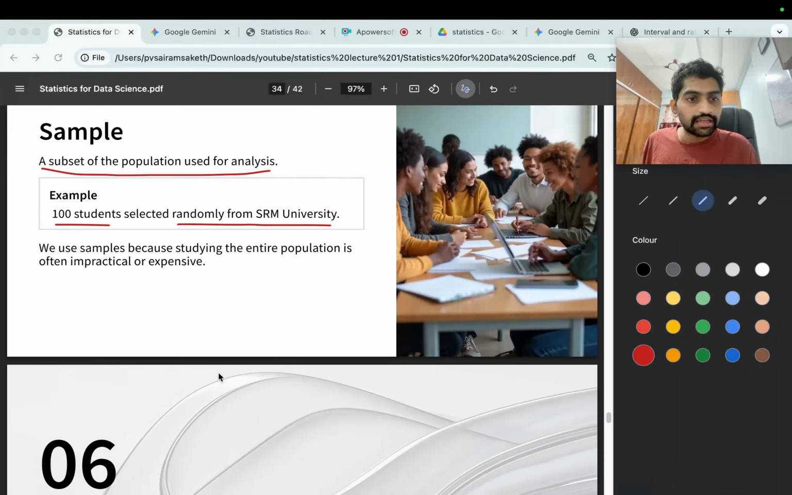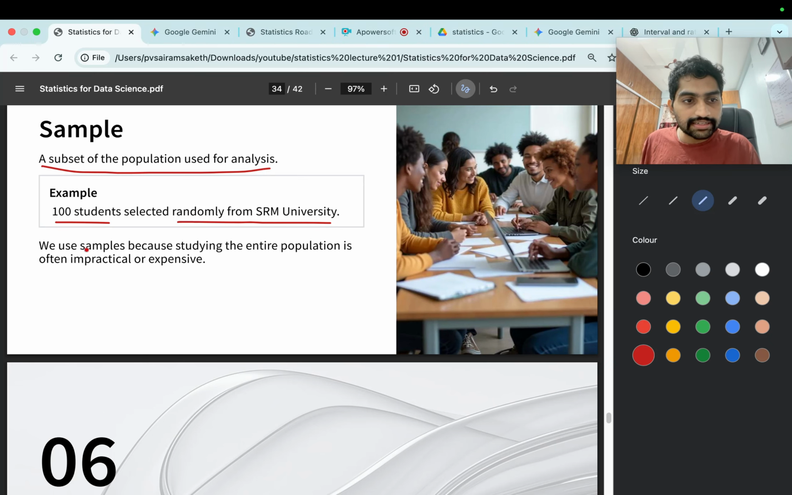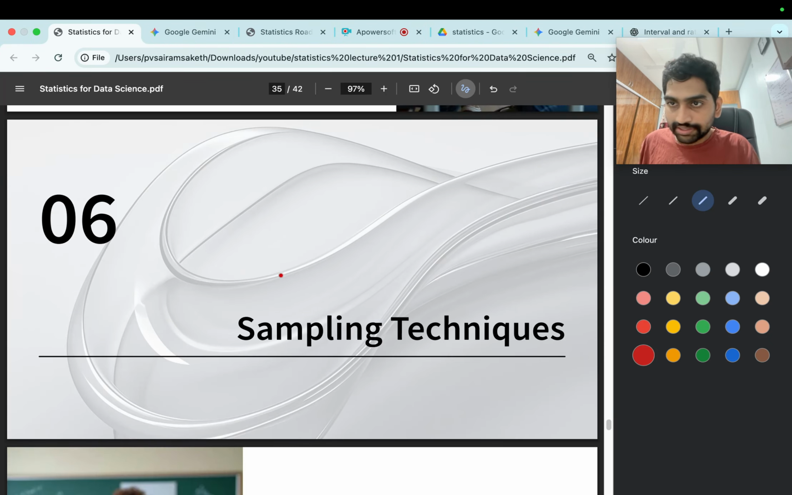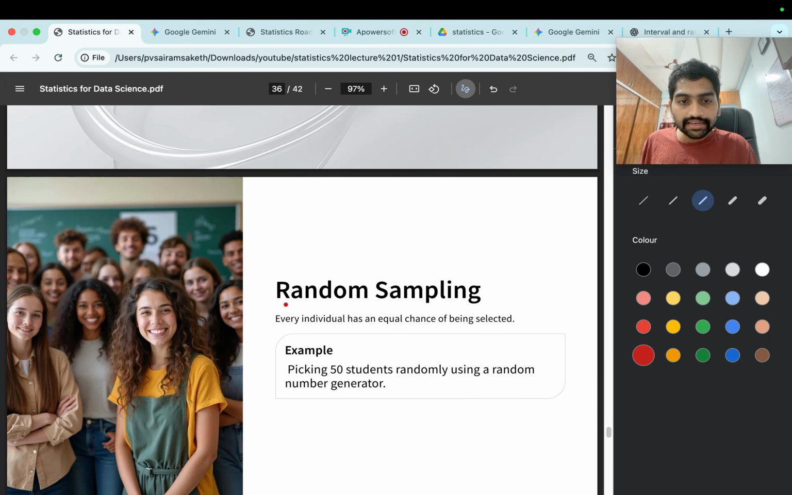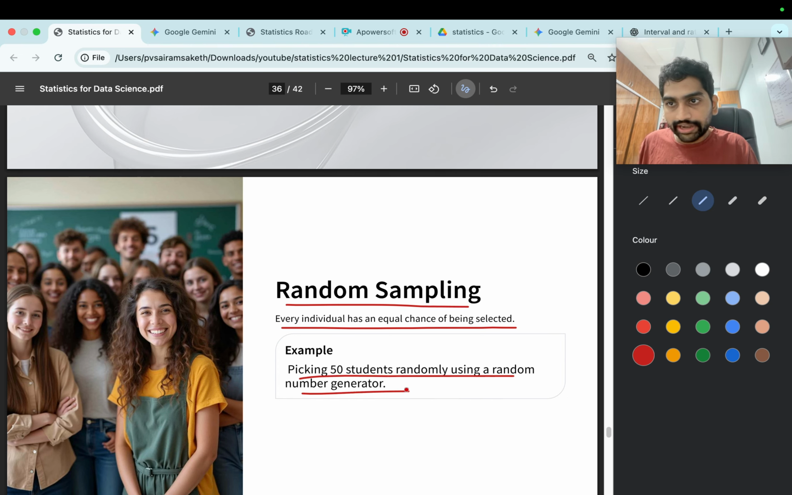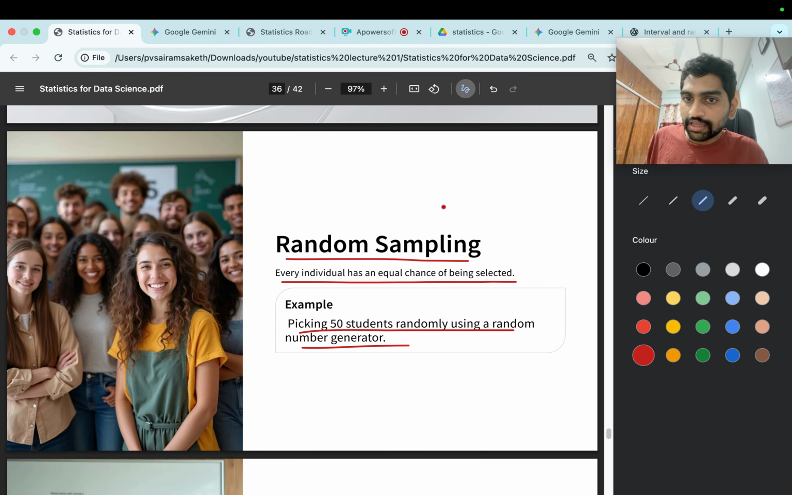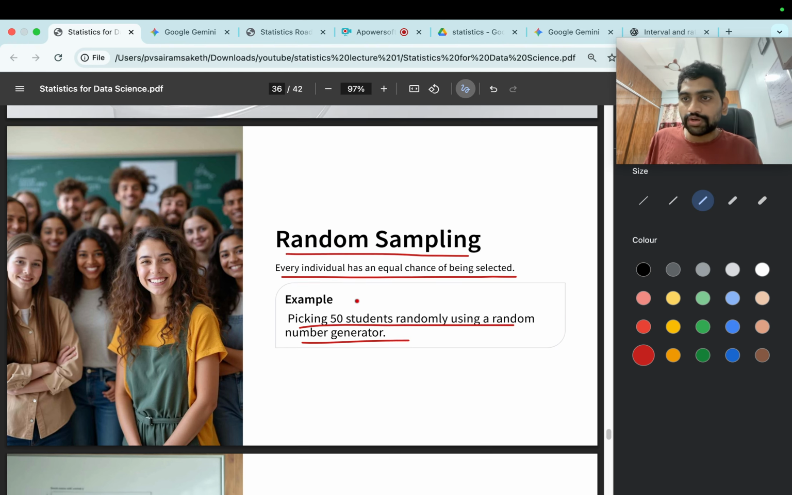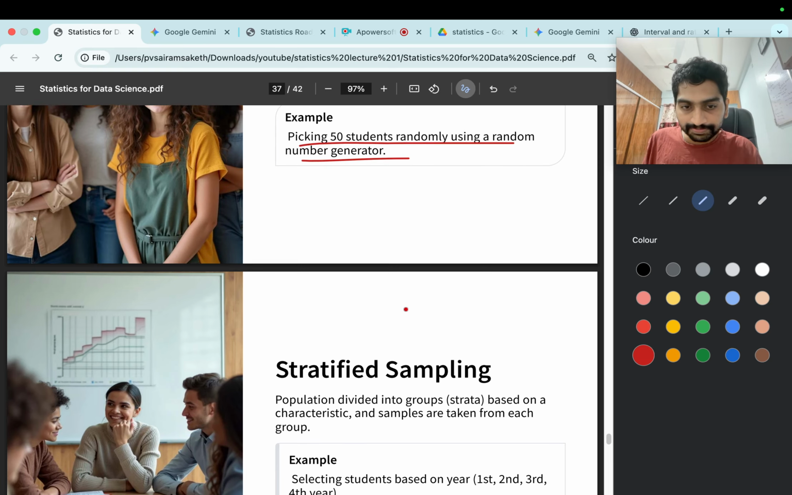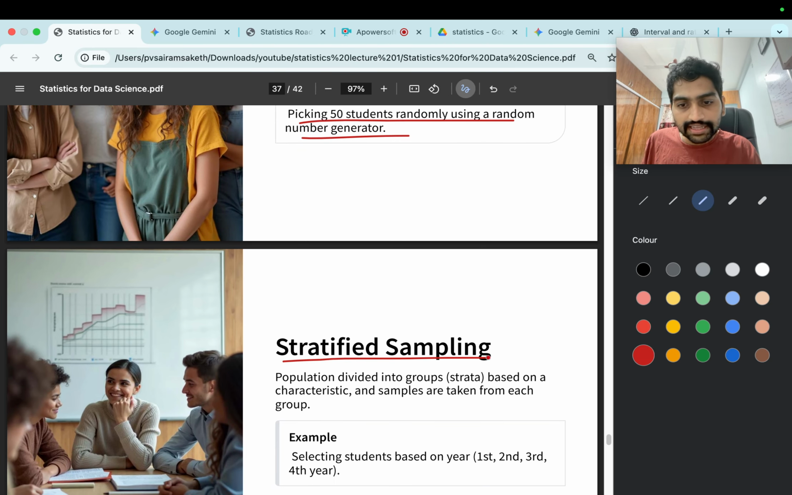Then we use samples because studying the entire population is very difficult and impractical. That's why we will be using that. I already told. Sampling techniques, we studied random sampling, where every individual has equal chance of being selected. Picking 50 students randomly using a random number generator is one example of it. Like you select some random students without seeing any factor. Now, second is stratified sampling.